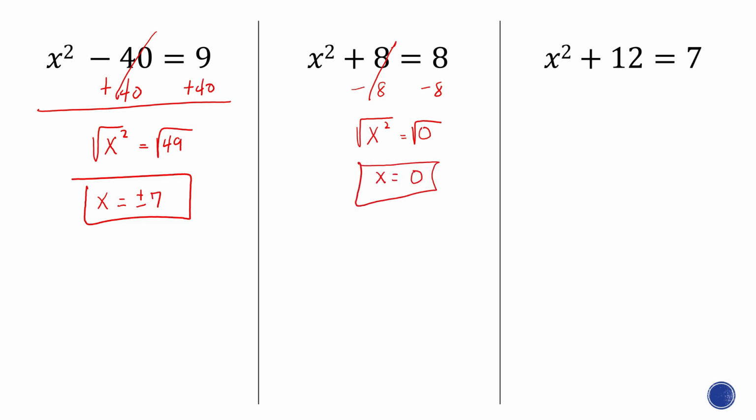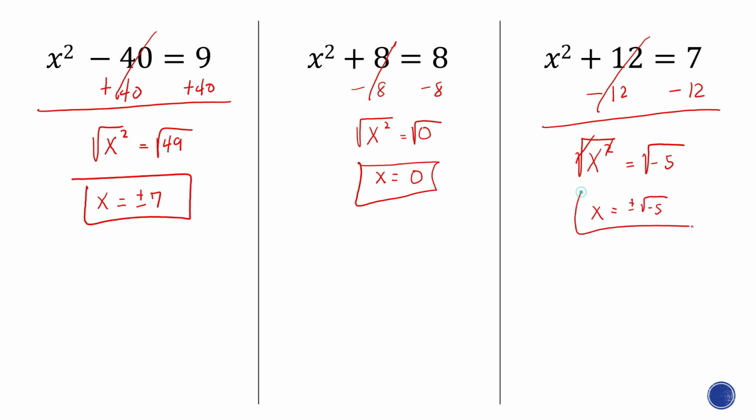Alright? And then the third possibility is this. You subtract 12 on both sides, right? So x squared equals negative 5. And if you use your calculator, the answer will be imaginary or error. You will see an error if your calculator is a regular calculator. So the answer is positive negative square root of negative 5. So no real roots here. Okay, let me give you 2 more examples.